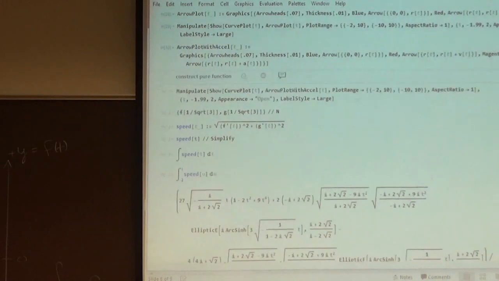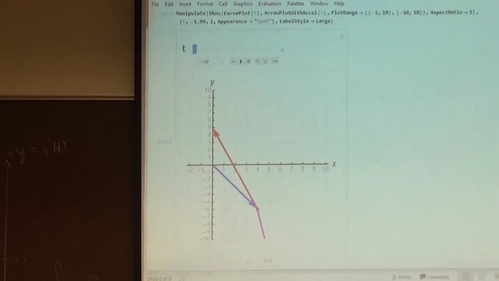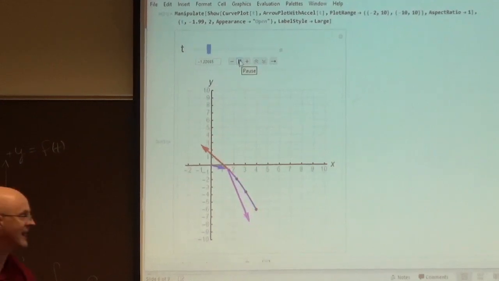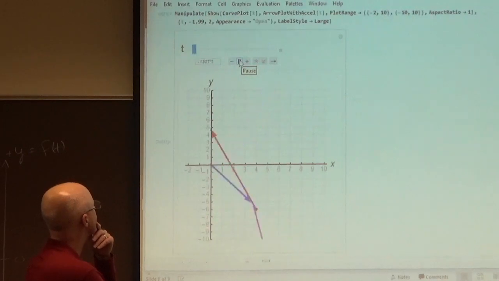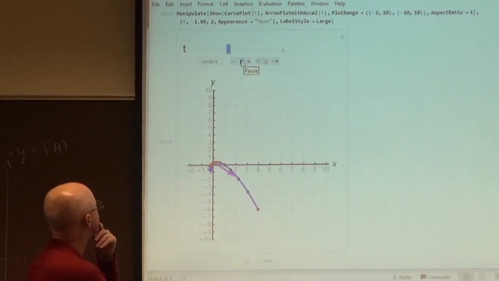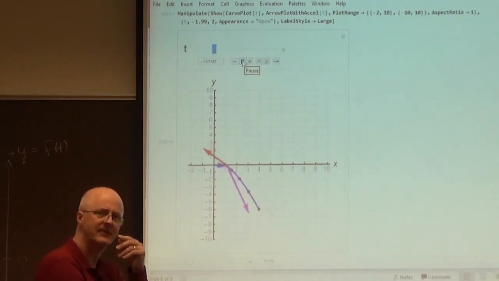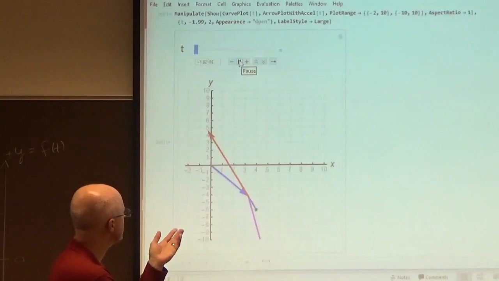I can also add an acceleration vector to the picture. Now it's a third vector, kind of a pinkish color there, technically magenta in Mathematica. That's the acceleration vector. What in the world? Yeah, it's the derivative of the velocity vector. It's somehow measuring the rate of change of the red vector.